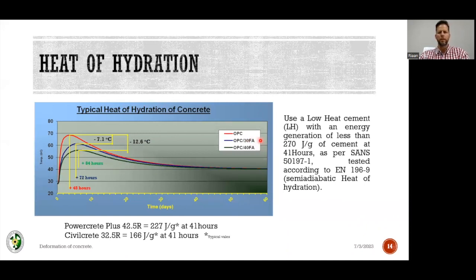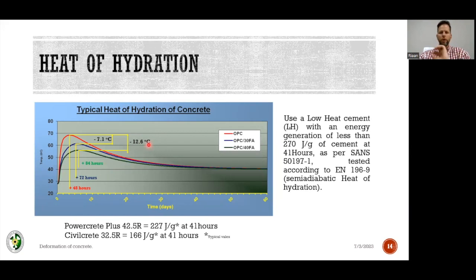Two other comparisons here. This is an OPC extended with 30% fly ash and an OPC extended with 40% fly ash. And you'll see that the peak temperature moved on to 72 hours, and the temperature is about 60 now, 63 maybe. It looks like there's a 7-degree difference over there. And if you further extend it, you can bring the peak forward to 84 hours and have a temperature difference of 12.6 degrees for this specific application.